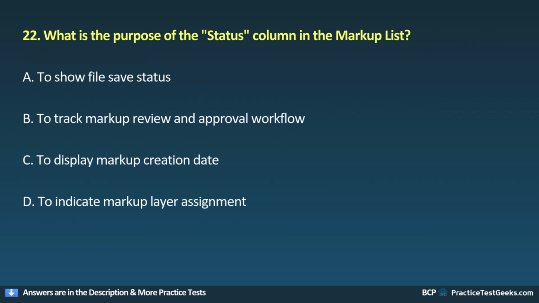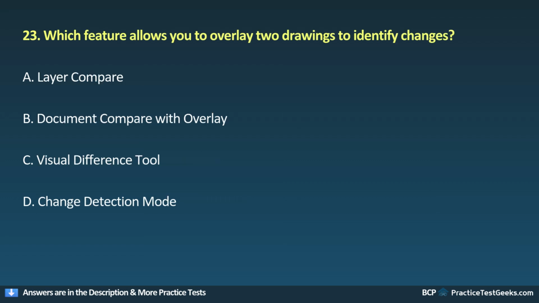22. What is the purpose of the status column in the markup list? A. To show file save status. B. To track markup review and approval workflow. C. To display markup creation date. D. To indicate markup layer assignment.